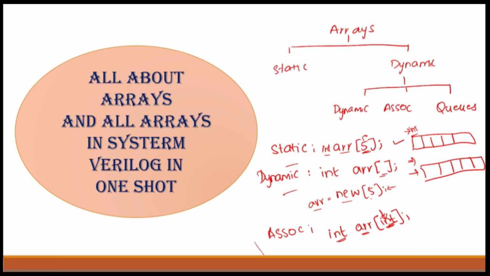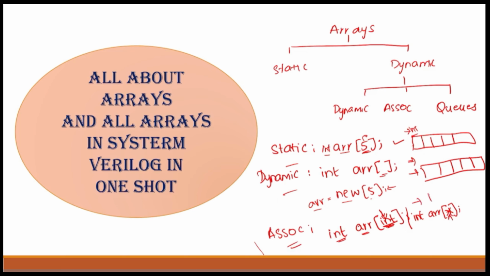Int arr[int], or if you don't want to declare it like this, you can declare it in another way. You will see this type of declaration in most of the examples: int arr[*]. Star means any data type that is required. That means you can use any data type if you are keeping the star. But if you are keeping the int, then you can only use int data type as your indexes. Got my point? Yes. So this is the advantage in associative array. So when you are declaring star, that is associative array.